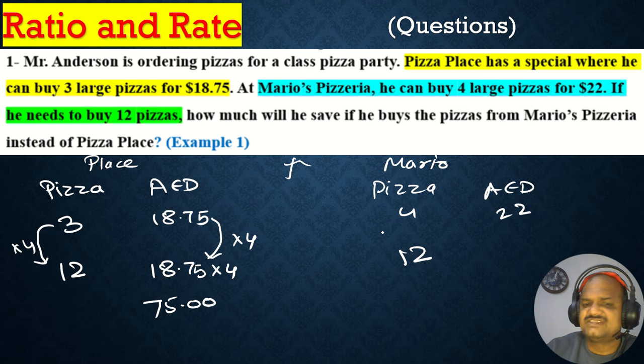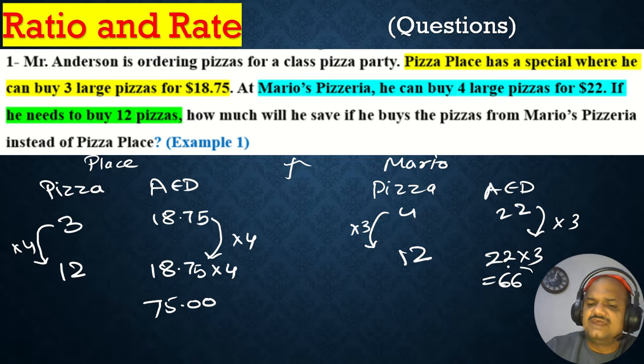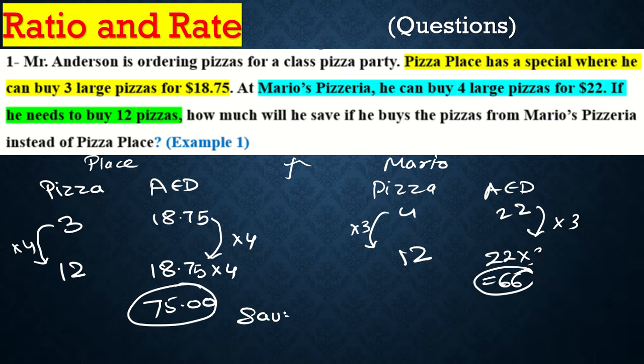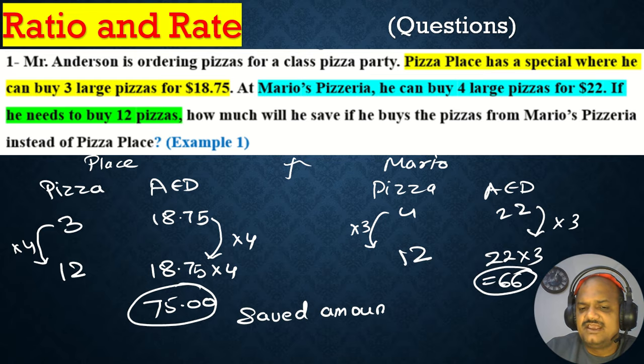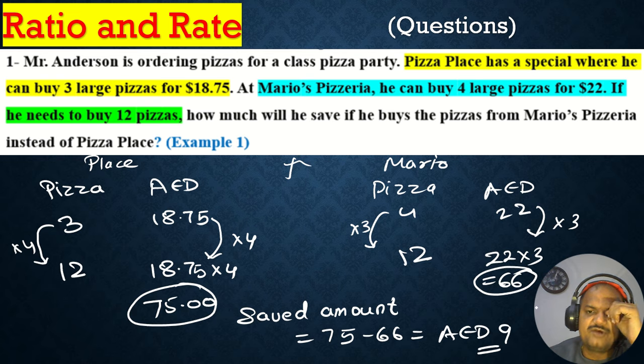Now let's see for Mario's Pizzeria. This is 4 times 3 here, so on this side also 22 times 3, and 22 times 3 is 66 dirhams. So at this place you will pay 66 dirhams, and here you are paying 75 dirhams. So how much money can you save? The saved amount is 75 minus 66, which is 9 dirhams. So 9 dirhams you can save if you buy from Mario's Pizzeria. Now please check the calculation, because I am not doing it with the calculator. Maybe the calculation went wrong, so please check the answer.